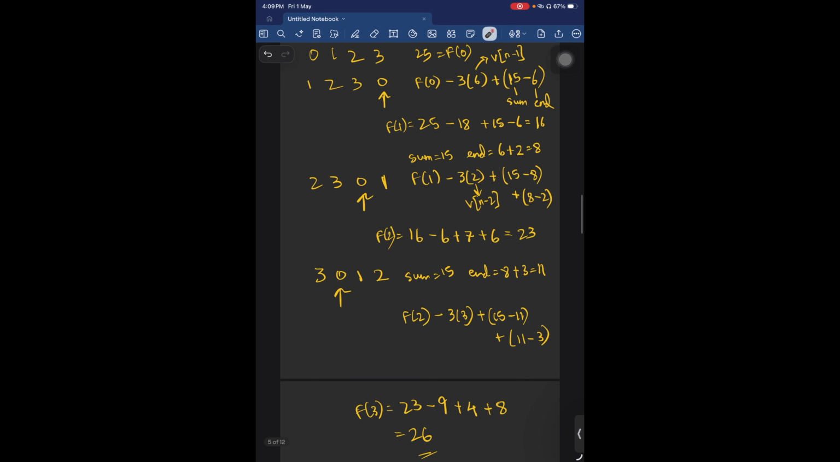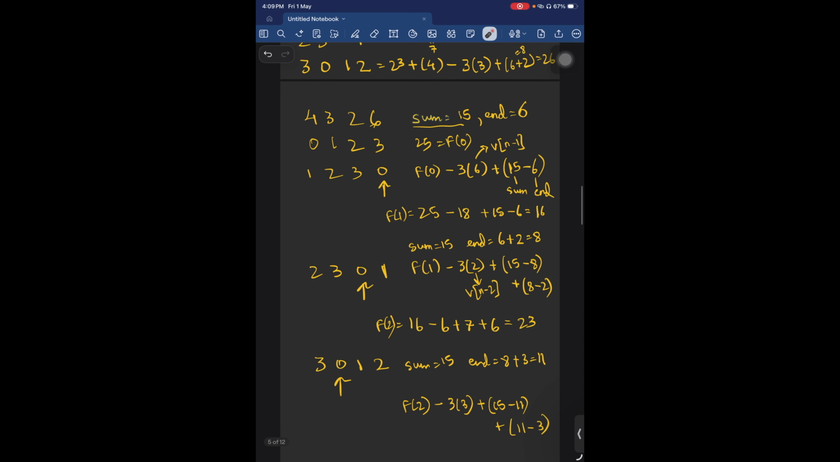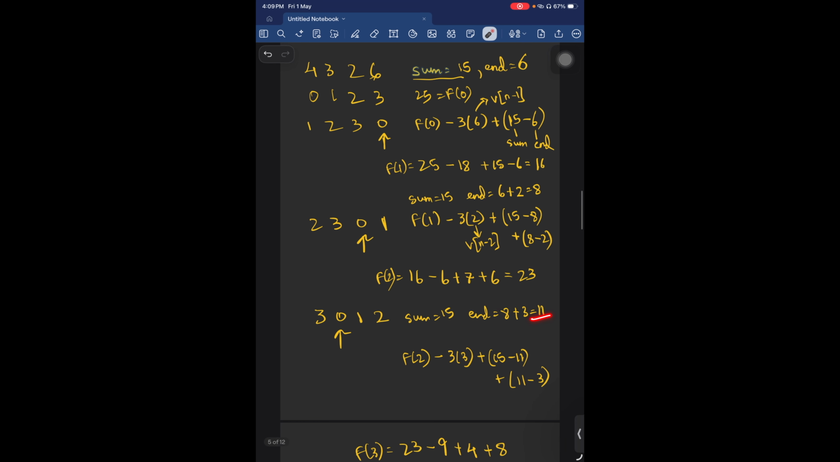Then I move to the n minus 3 index. Basically I'm running a reverse loop. Now my sum is 15, my end will become 8 plus 3. Why plus 3? Because at this index 3 is initially there. So I do f of 2, which is 23. I do minus 3 times 3. Why? Because n minus 1 times who is sitting here? 3 is sitting here. Then I have to add sum minus end to get the contribution from this side, and I have to add end minus v of i to get the contribution from this side.